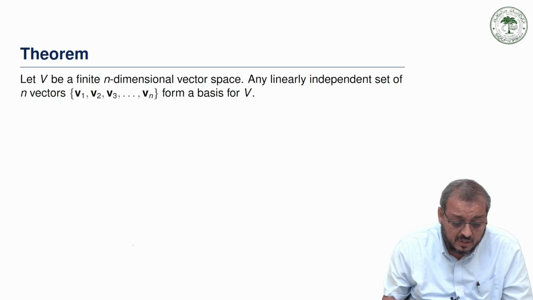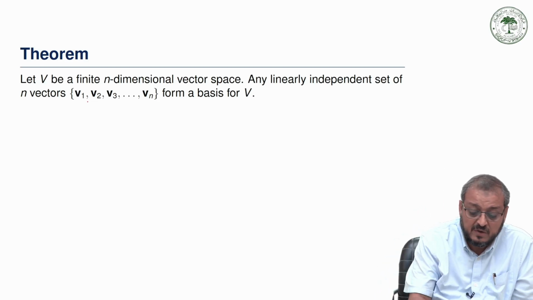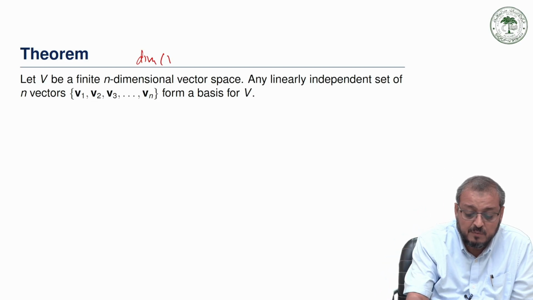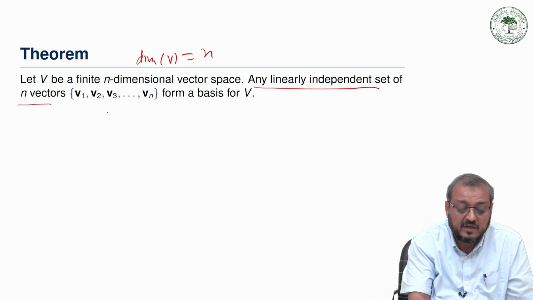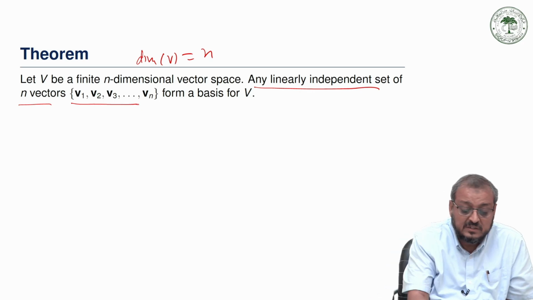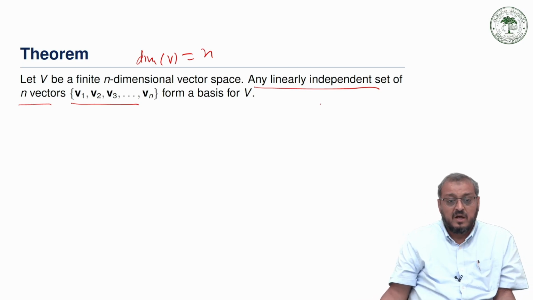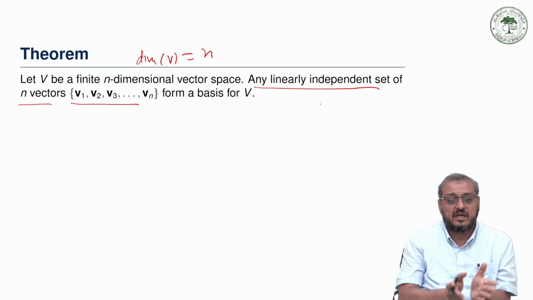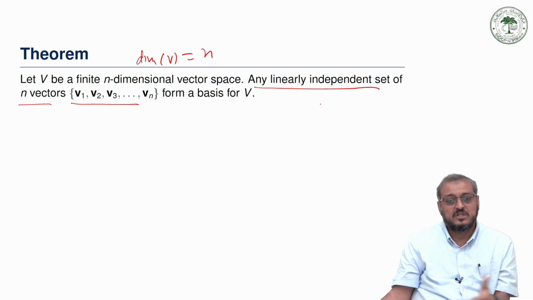Now we start with this. Let V be a finite n dimensional vector space. So the dimension of V is given as n, and any linearly independent set of n vectors forms a basis. So if we just check that these n vectors are linearly independent, then we can say that they form a basis of the vector space. That means there is no need to check whether the set spans or not.